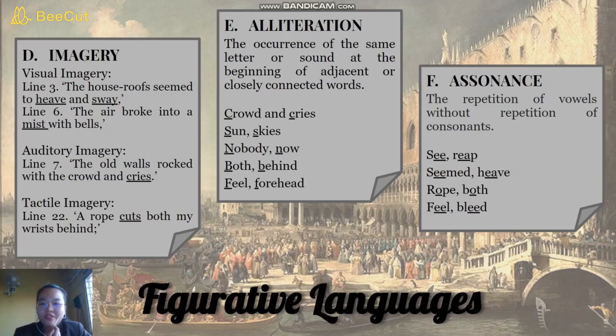Secondly, auditory imagery. The old walls rock with the crowd and cries. You can hear the crowd, you can hear all the screams, the laughter, the shouts. They are all so excited. They were all crowding around. Even the walls seem to creak, the old kampong walls where when you walk there's a kind of sound, right? Everyone is so excited, walking and rushing here and there. You seem to hear it.